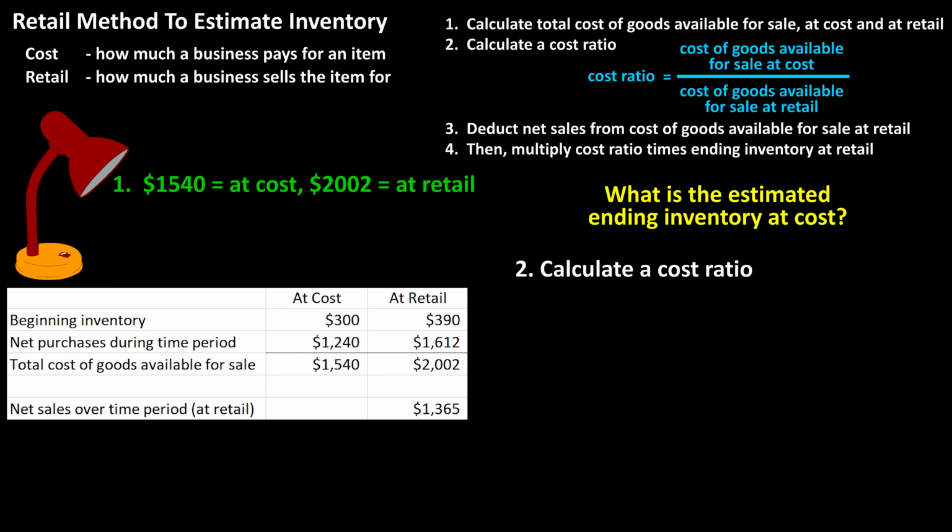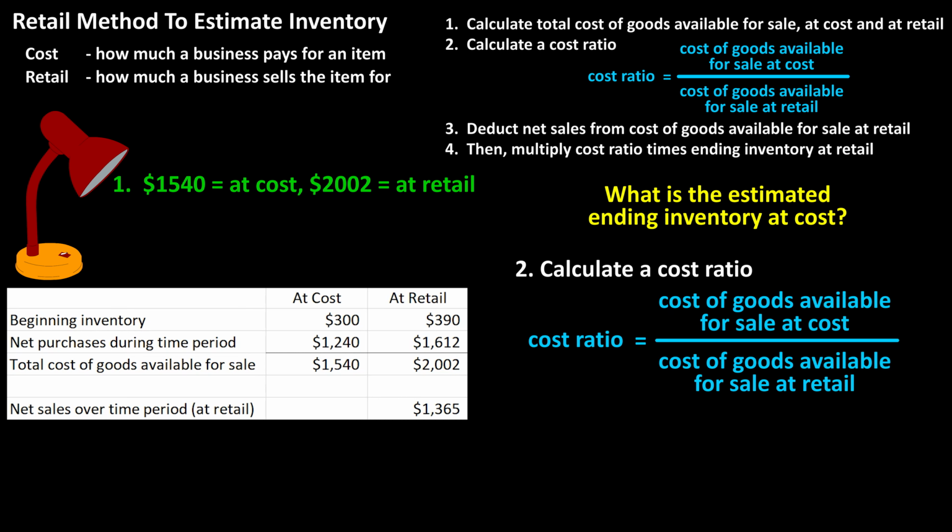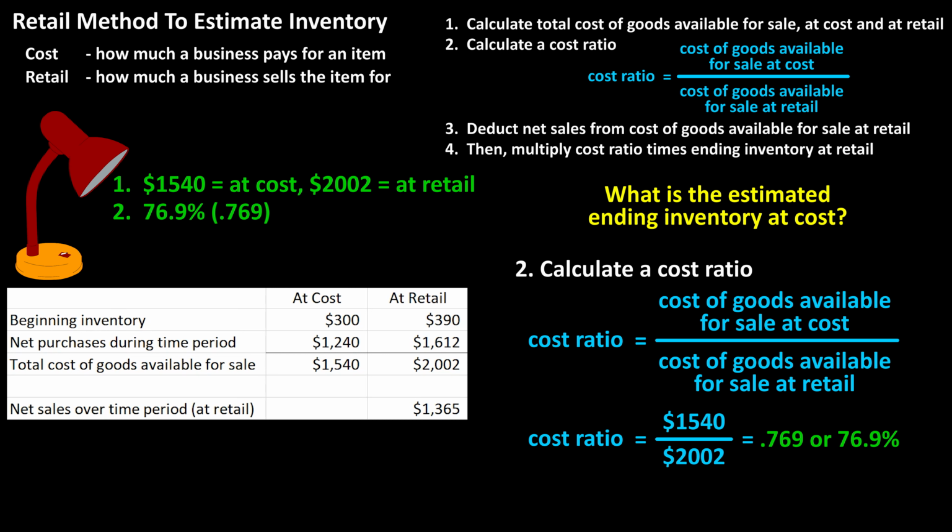Step 2 is to calculate a cost ratio, and the formula is cost of goods available for sale at cost divided by the cost of goods available for sale at retail. We just calculated both of these in step 1, so we have $1,540 divided by $2,002, which equals 0.769 or 76.9% rounded off, which is the cost ratio, and step 2 is complete.